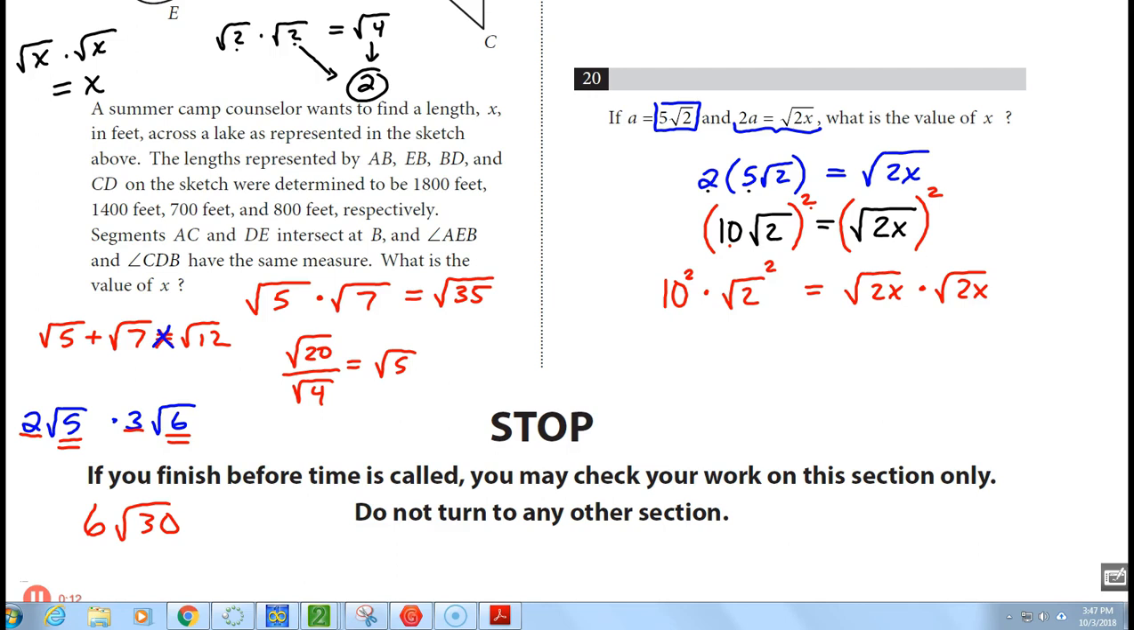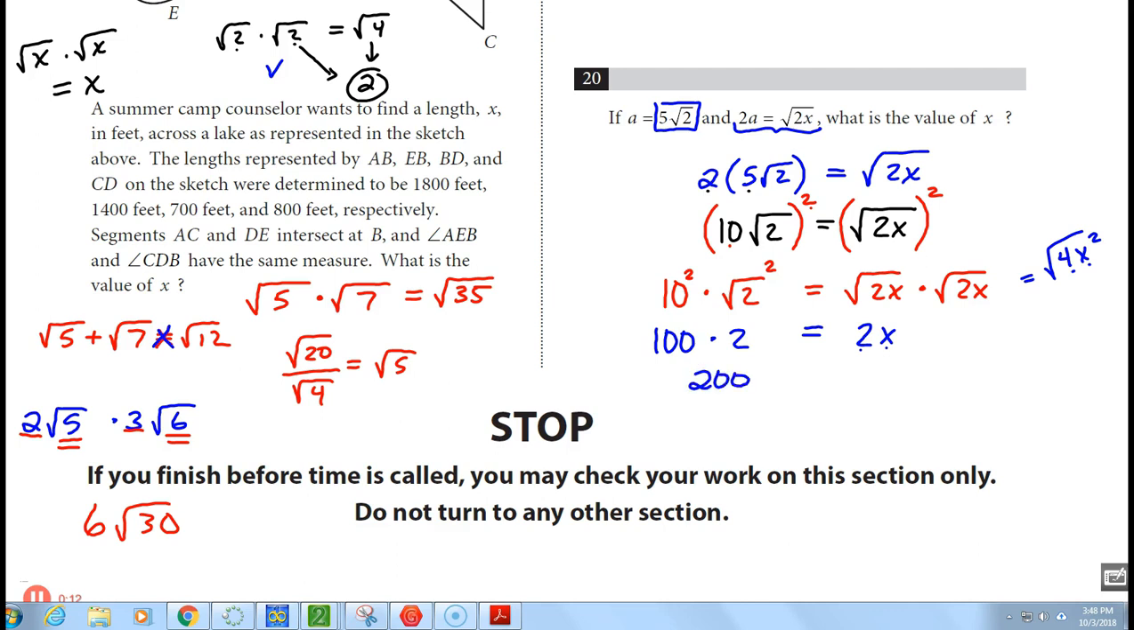So let's go through and clean this up. Well, 10 squared is 100. Radical 2 times radical 2 is radical 4, which is just 2. I can apply the rule that we used up here. And then on this side, the square root of 2x times the square root of 2x is just equal to 2x. If you're unsure about that, you could multiply it out and find the square root of 4x squared. But the square root of 4 is just 2, and the square root of x squared is just x, so there was really no need to multiply. Now things look pretty nice.